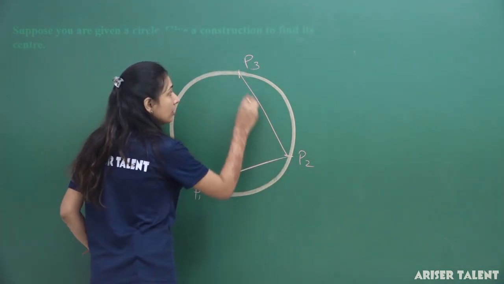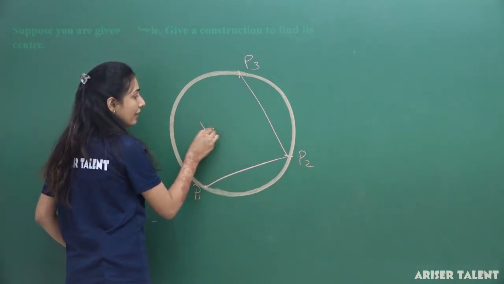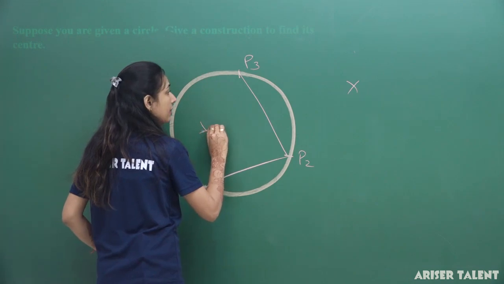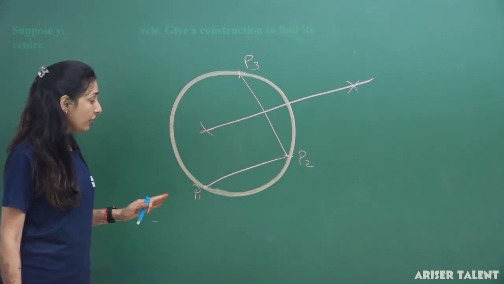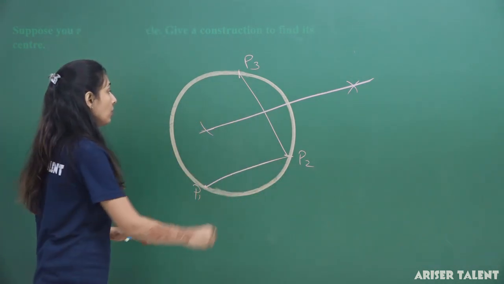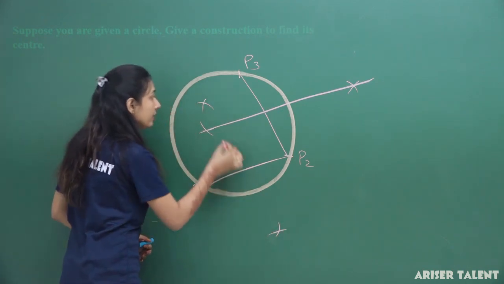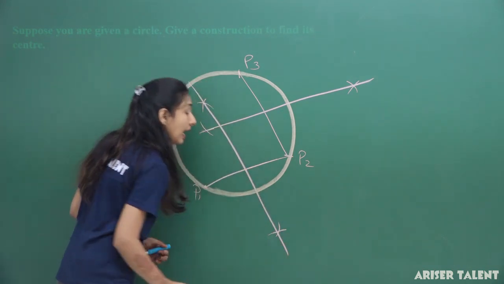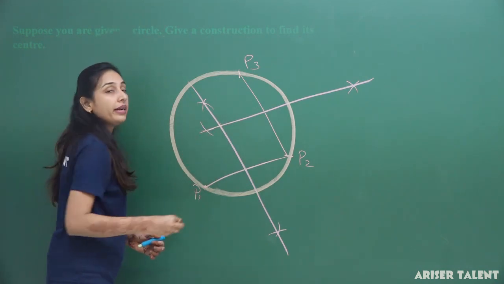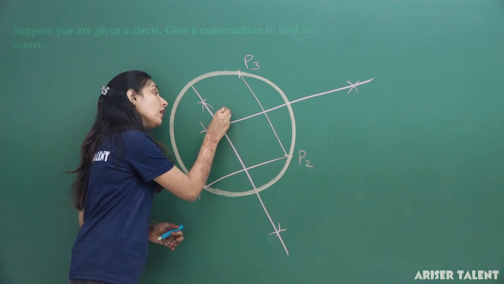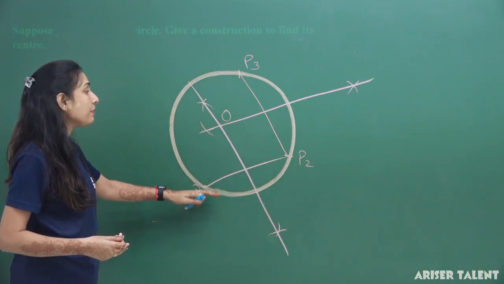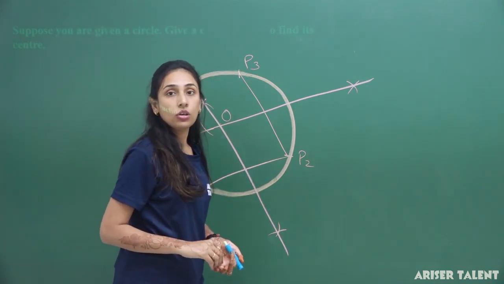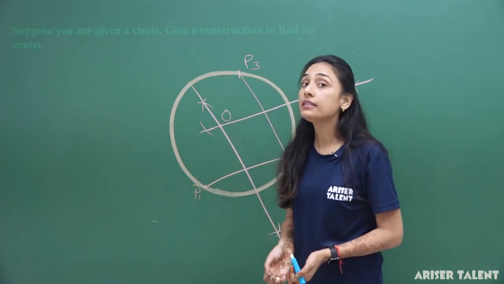So I'll mark the perpendicular bisector like this, and this line is the perpendicular bisector of P2P3. Now if I talk about P1P2, again the perpendicular bisector will be there. I'll meet them, and this point, which is the intersection of the perpendicular bisectors of P2P3 and P1P2, will be the center of course. So that is the way you get the center of the circle.